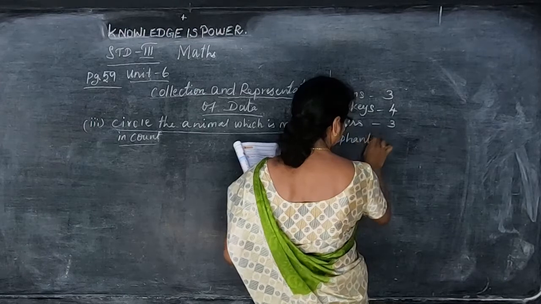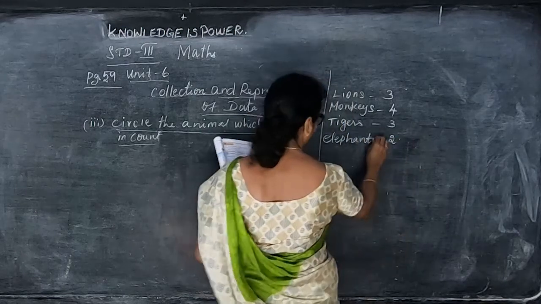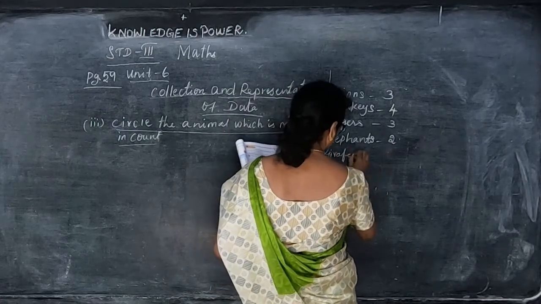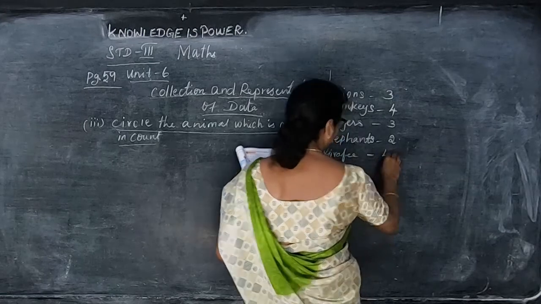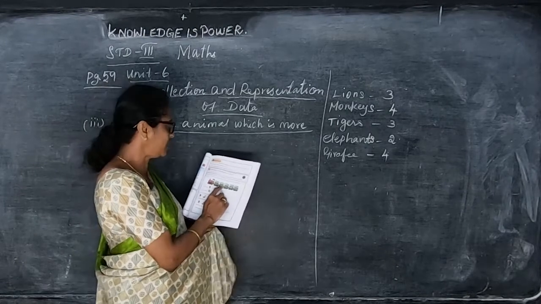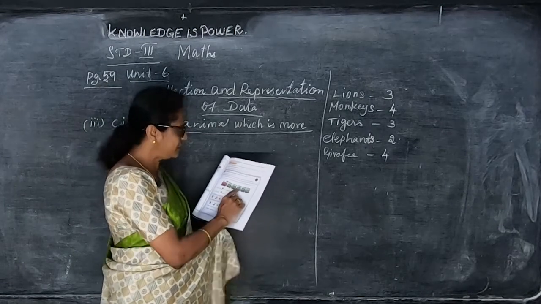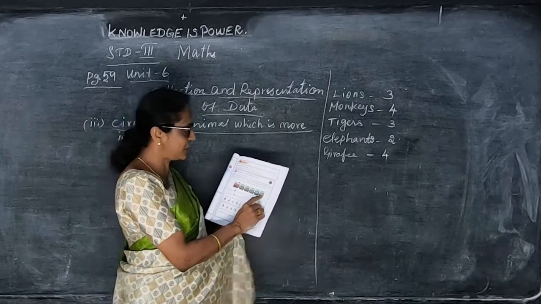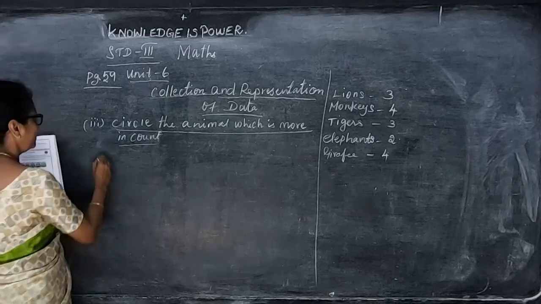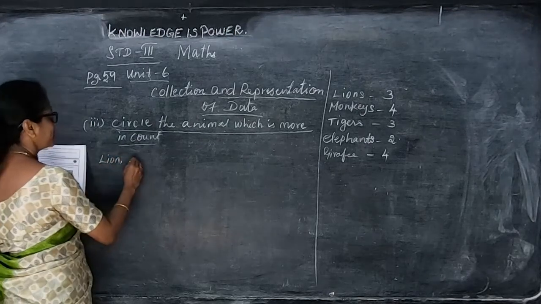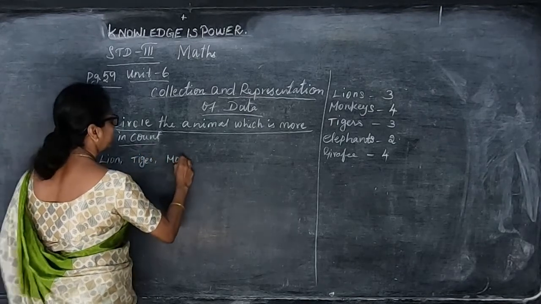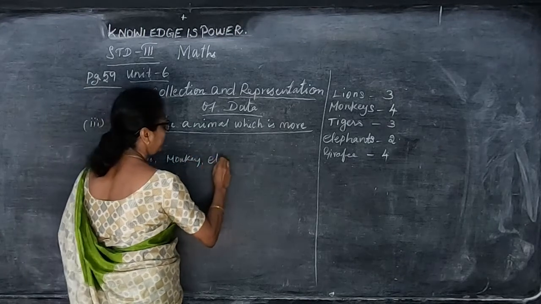So you look at the picture and write like this. Elephants 2. Then giraffe. Giraffe you got 4. So you write like this. Lions 3 in first carriage and monkeys 4 in second carriage and tigers 3, elephants 2 and giraffe is 4. So in the third question, circle the animal which is more in count. They are given the pictures. I am writing the name of the animal: lion, tiger, monkey, elephant and giraffe.